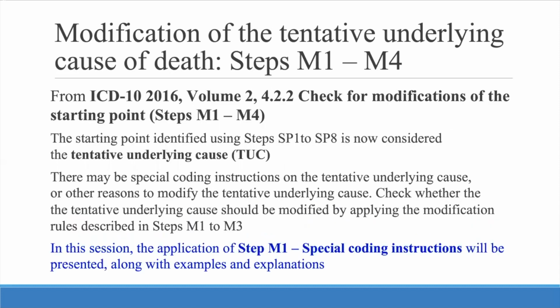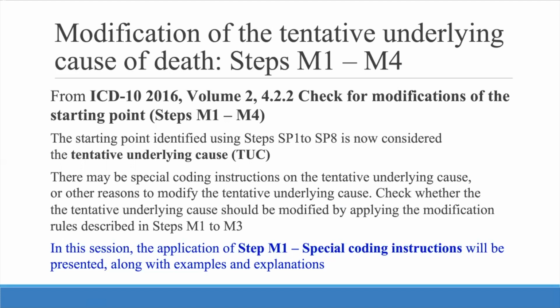The modification of the tentative underlying cause involves the application of steps M1 through M4. If you find yourself in section 4.2.2 on page 49, if you're using ICD-10 Volume 2, 2016, you'll read there that the starting point identified using steps SP1 to SP8 is now considered the tentative underlying cause. So I'll refer to that as the tentative underlying cause going forward in this presentation.